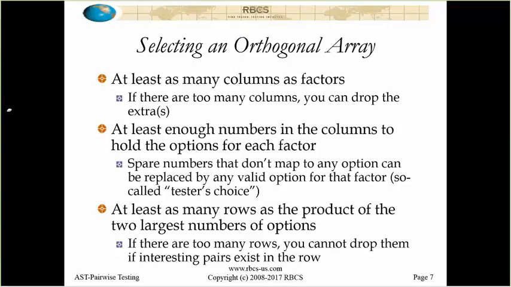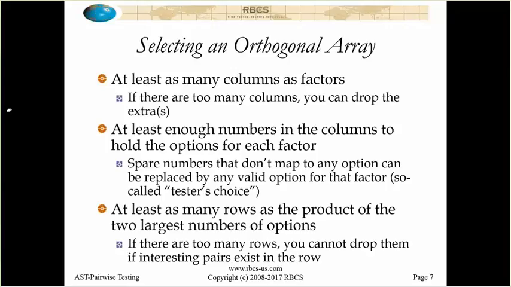Now, if you find an array that has more columns, like say you've got 6 factors, and the only array that you find that's going to work with the other characteristics of your problem has 7 columns, that's fine. You can drop the extra column. You just delete it.